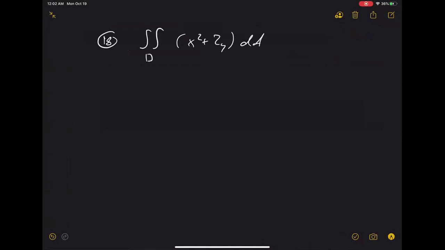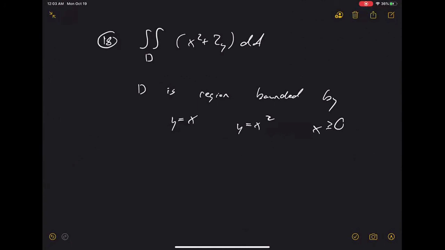So we're told to integrate this where D is, and they phrase it like this: D is the region bounded by y equals x, y equals x squared, and x greater than or equal to 0. Okay, so we've talked about type 1 and type 2 integrals, or type 1 and type 2 domains for these double integrals, these iterated integrals.